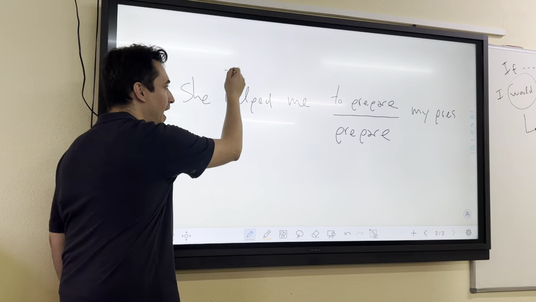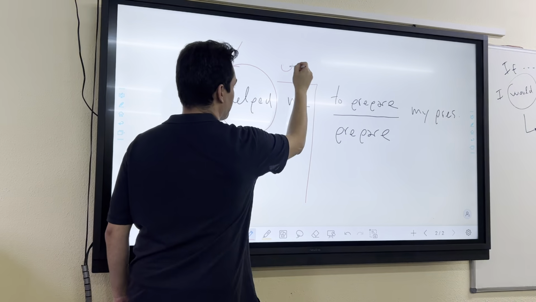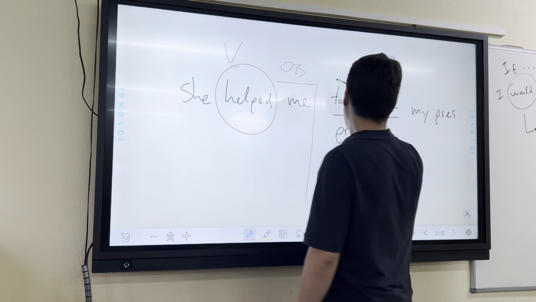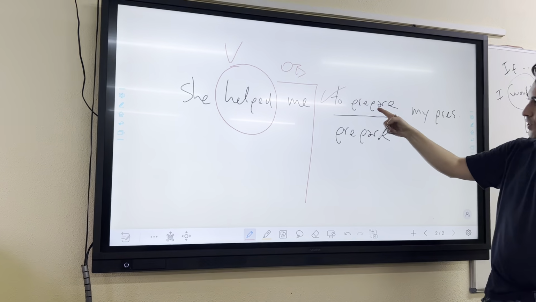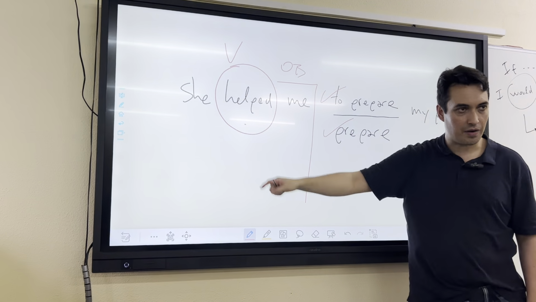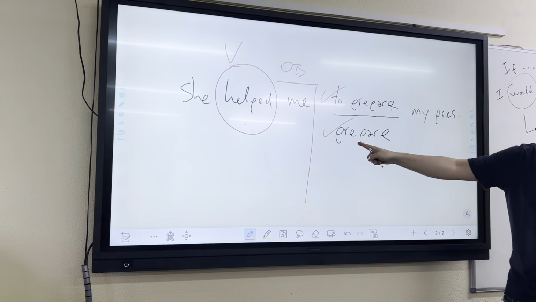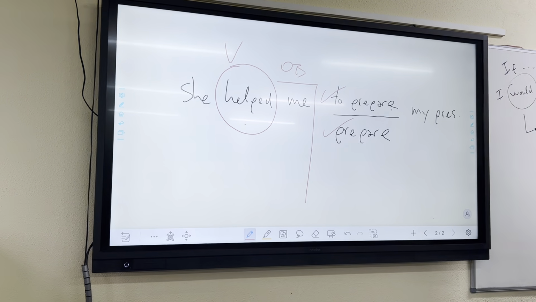With the verb to help, you have the verb to help, then you have the object, and then you can have both infinitive with to or infinitive without to. The verb to help is very generous. Yeah, it allows you to use infinitive with to or infinitive without to. Both of them are all right. Yes.